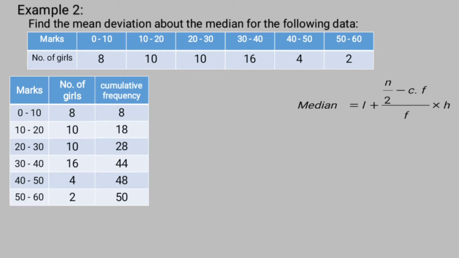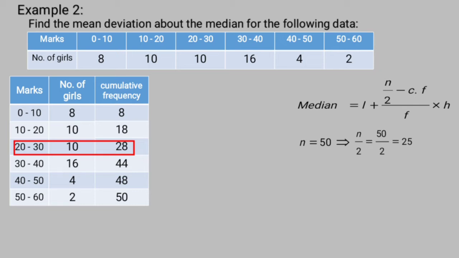Now we are going to find median, right? Now n is equal to what? 50. We are going to find n by 2. N by 2 means 50 by 2, that is 25. So where the 25 lies, we have to check it in the cumulative frequency. Here the 25.